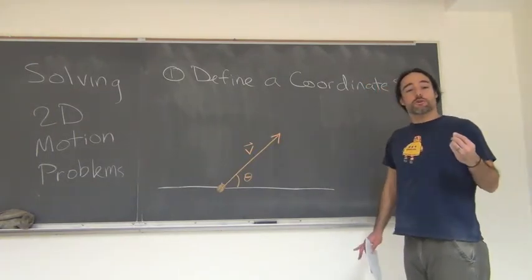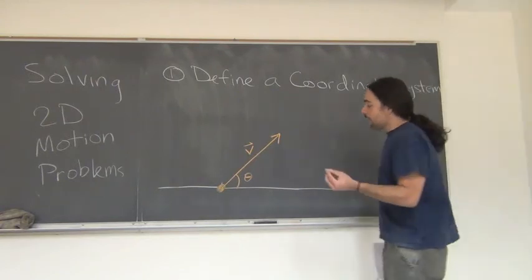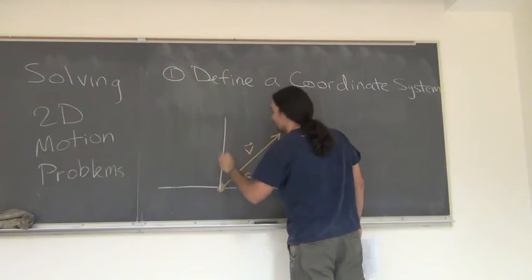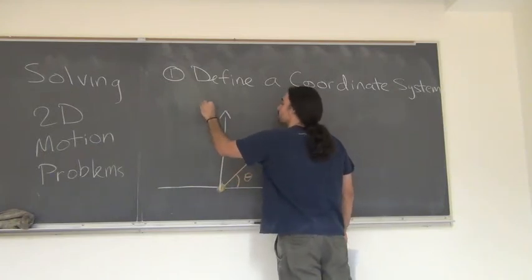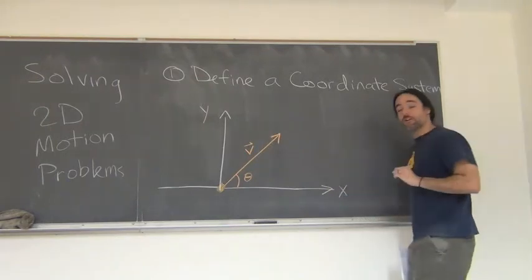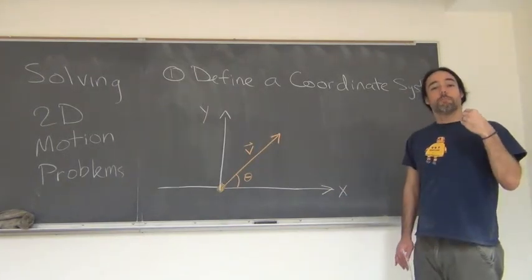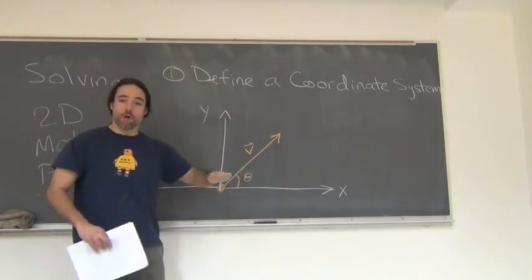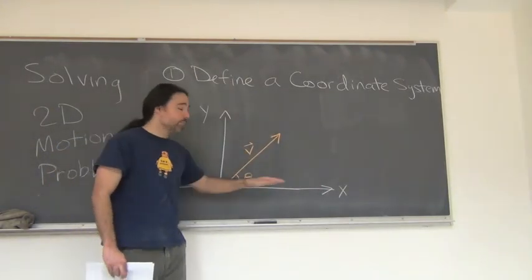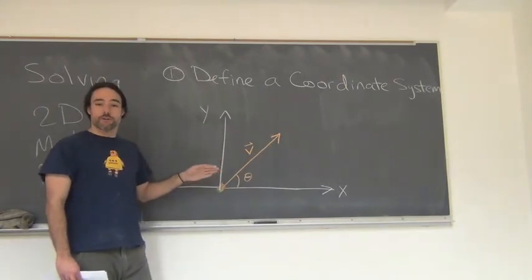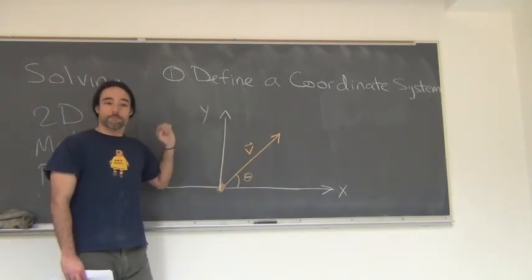Now it doesn't matter which coordinate system I use. Usually what we'll do is we'll pick some convenient coordinate system. Maybe I'll make this my y-axis, and I'll make this my x-axis. By convention, we normally choose x along the horizontal direction and pointing to the right, and we choose y along the vertical direction, and positive y points up.